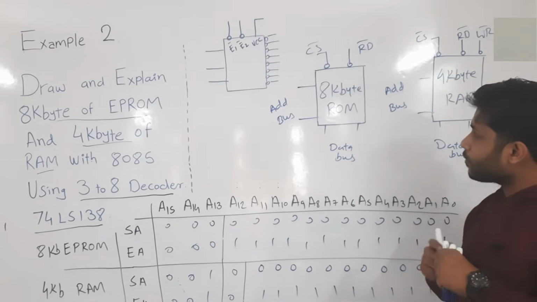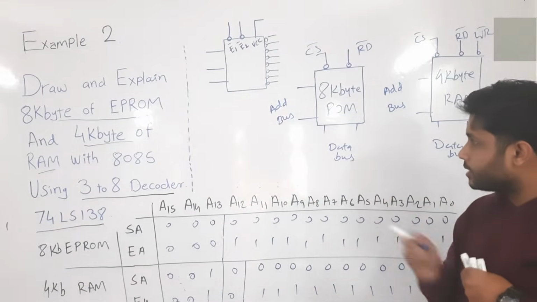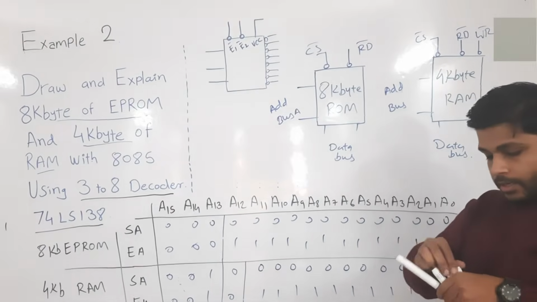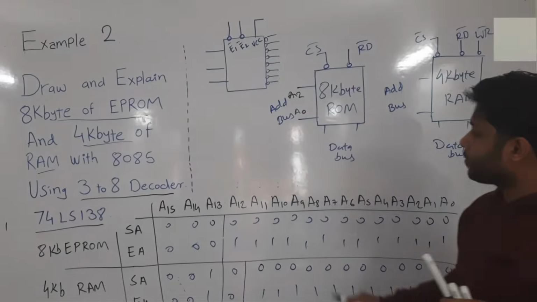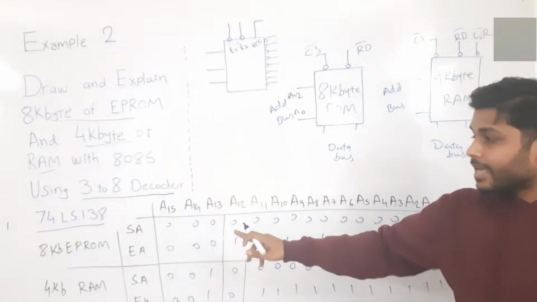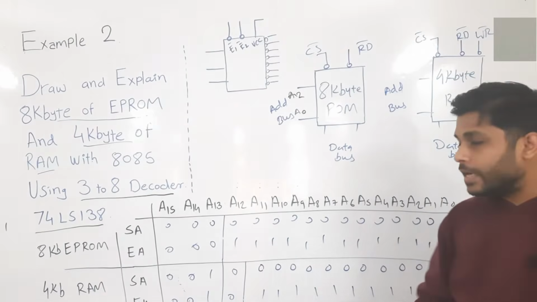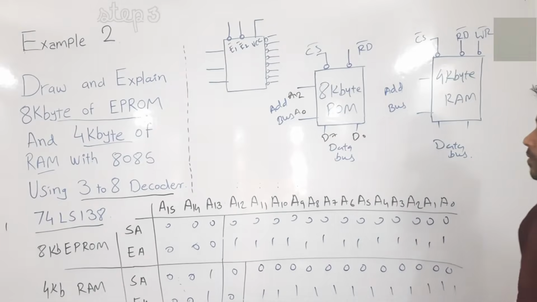For the 8K byte of ROM, how many address lines are required? So you can see that A0 to A12 is required. So let's connect the address bus, which is A0 to A12. Now it is an 8K byte EEPROM. It means one location can store 8 bits of data. So the size of the data bus will be D0 to D7.